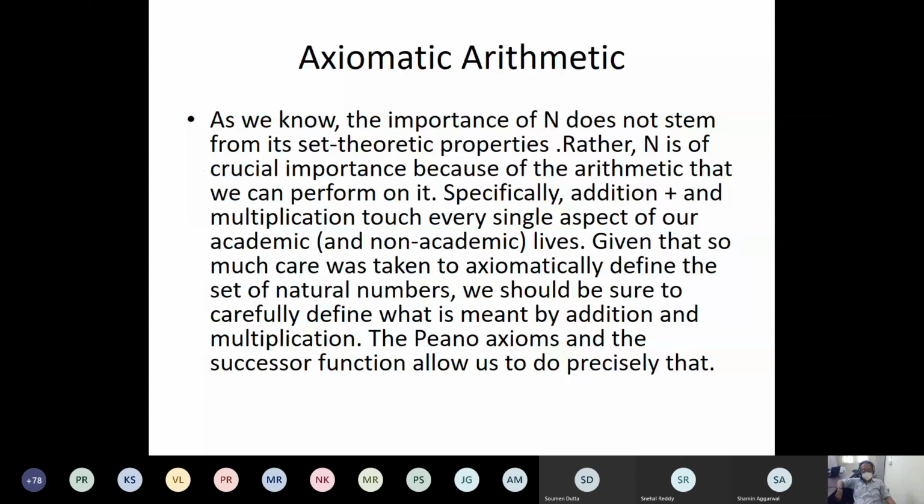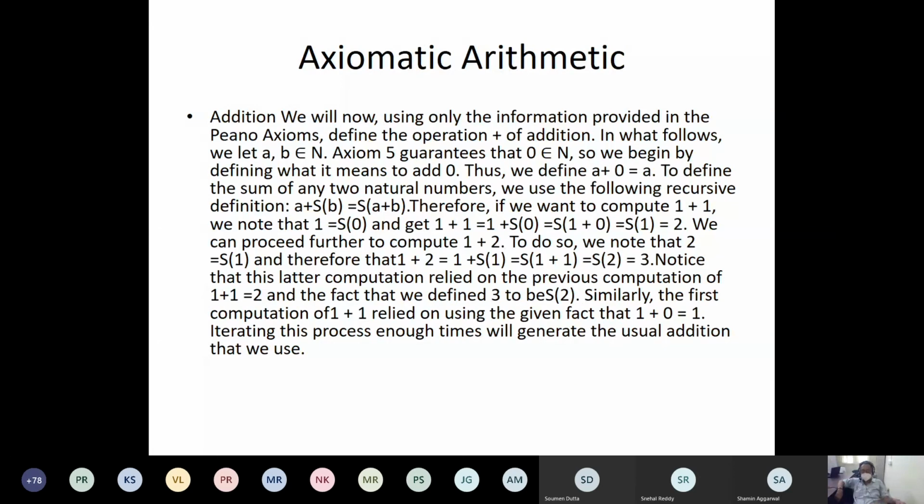As we know, the importance of n does not stem from its set theoretic properties. Rather, n is of crucial importance because of the arithmetic that we can perform on it. Specifically, addition and multiplication touch every single aspect of our academic and non-academic lives. Given that so much care was taken to axiomatically define the set of natural numbers, we should be sure to carefully define what is meant by addition and multiplication. The Peano axioms and the successor function allow us to do precisely that.